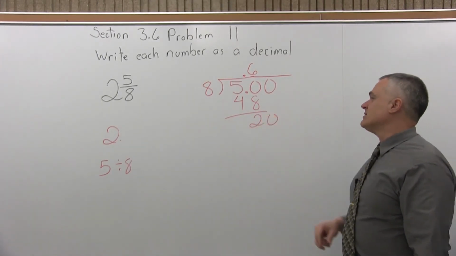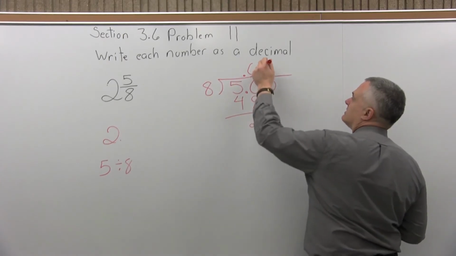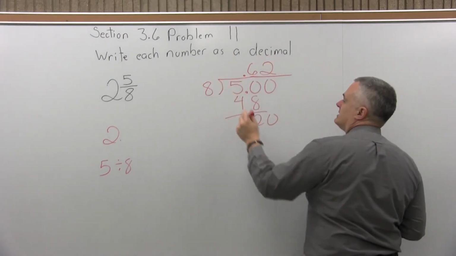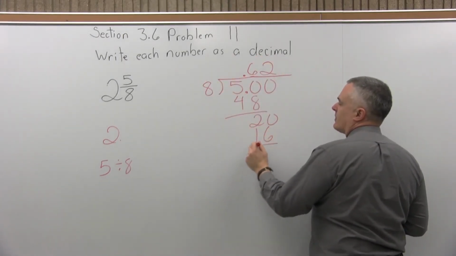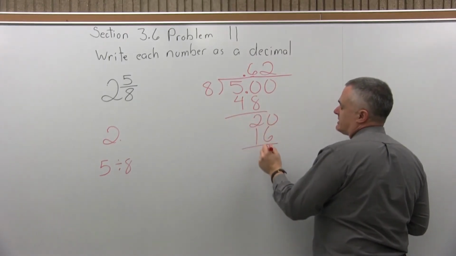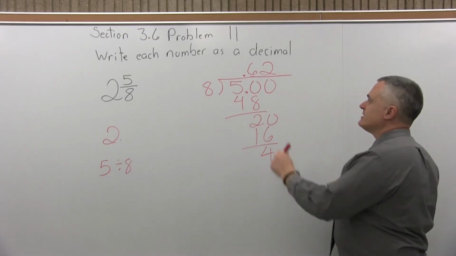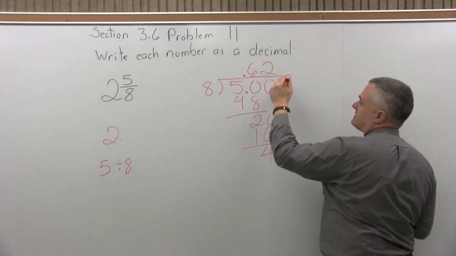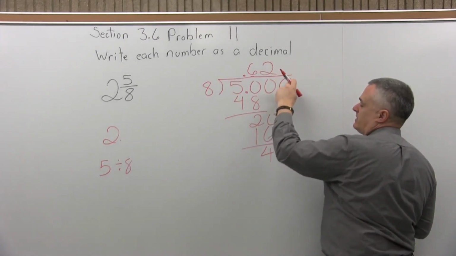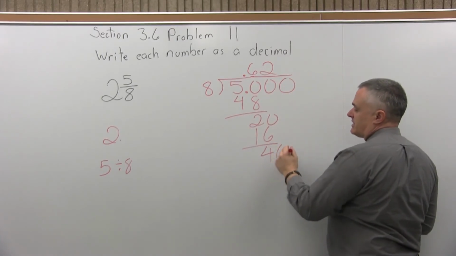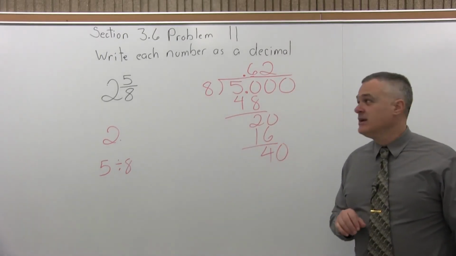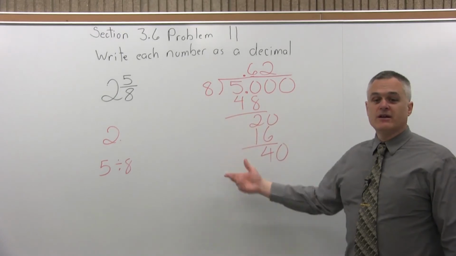So 8 divides into 20. Well, it'll go in twice. 2 times 8 is 16. And now 20 minus 16 is 4. So it still didn't go in evenly. I can add yet another 0. I can keep going. I can put as many zeros as I need to. Put in another 0, bring it down next to my answer, next to the 4, so it turns into a 40. And now 8 will divide into 40 evenly.